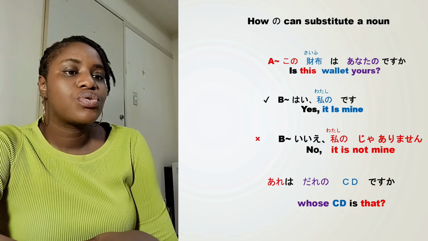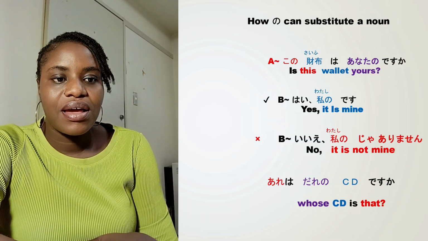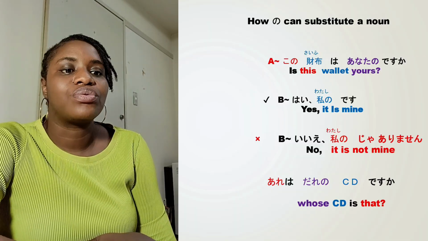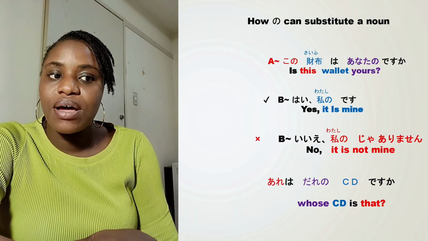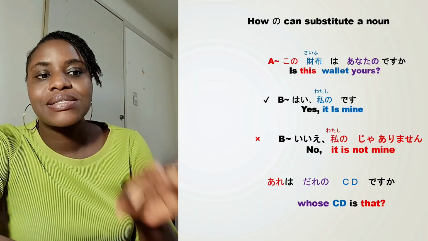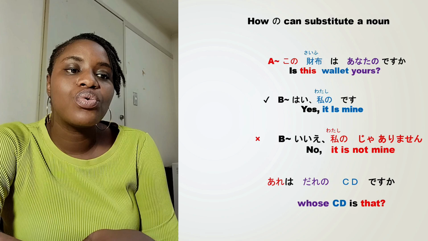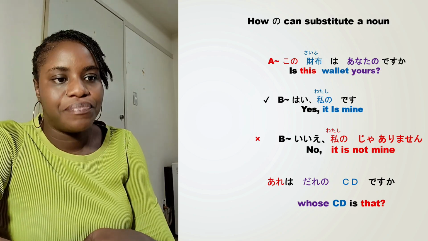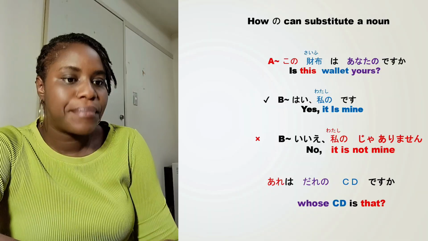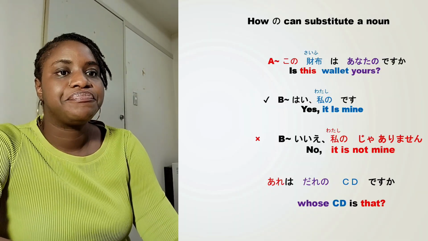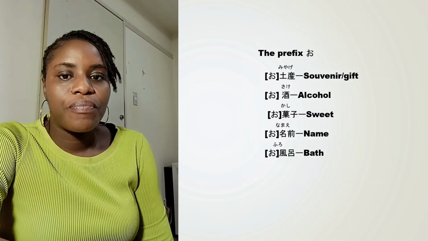Then I could also ask, あれは誰の CD ですか? You can use this particular form to ask this question of whose. So, 誰の becomes whose. Whose CD is that? あれは誰の CD ですか? Whose CD is that?